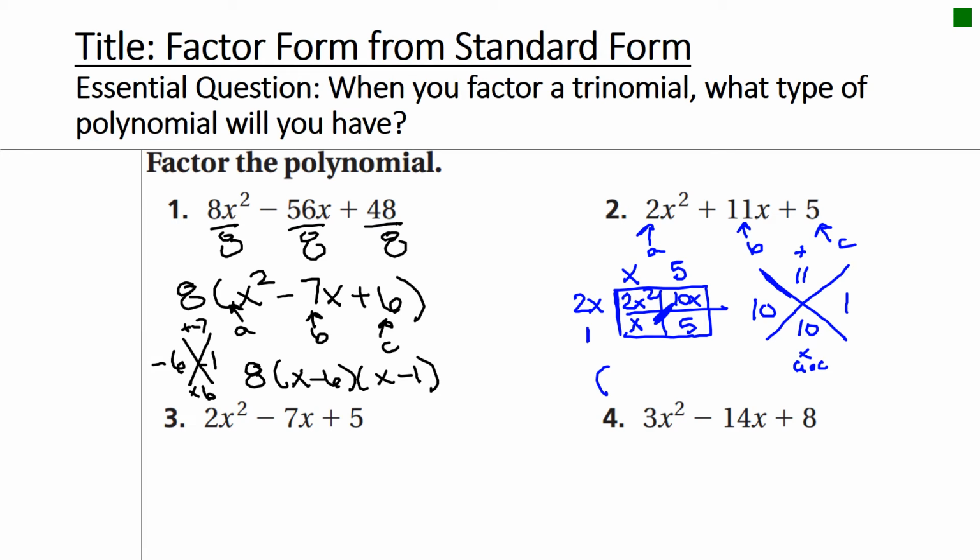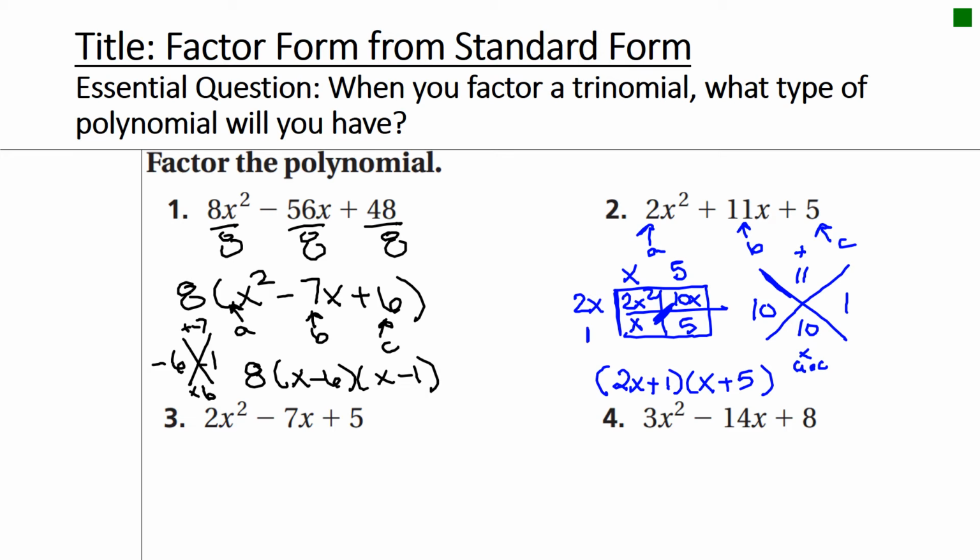All right, you just have to do some puzzles. So 2x plus 1 and 2x plus 5 is our factored form when we have an a and we cannot factor out a big number. Factor out the greatest common factor. Let's go to number 3.